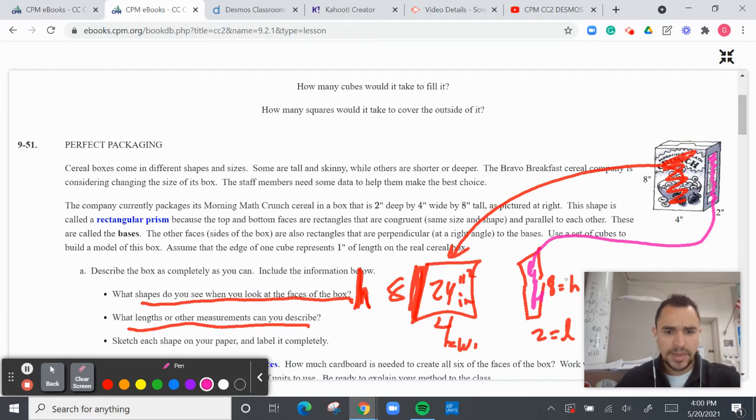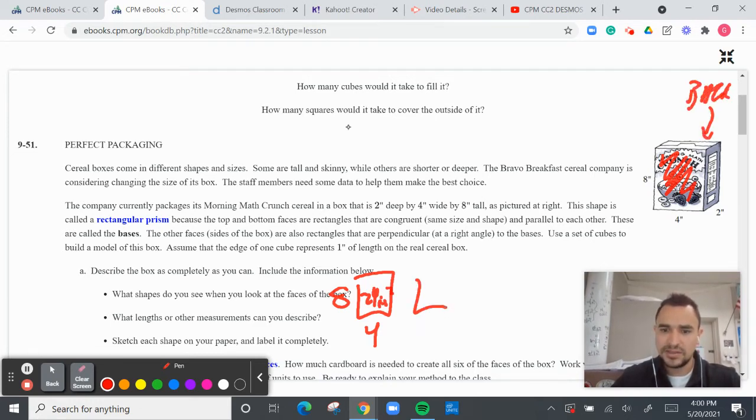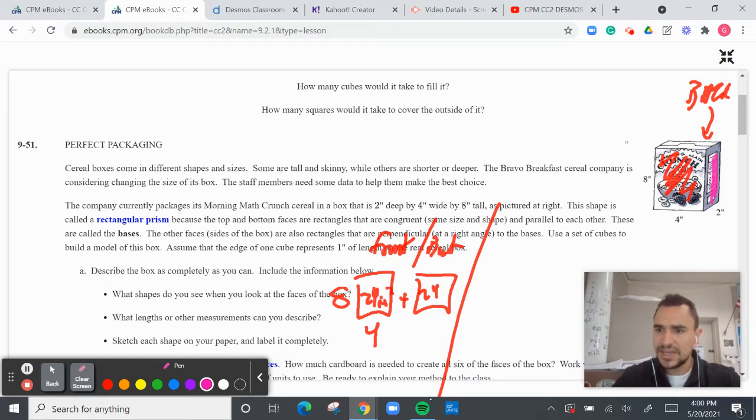Sketch each shape on your paper and label it completely. So if we have to sketch each shape, I'm going to go ahead and do the front and back of that. So that's going to be 8 and 4. So that's 24 inches squared. And there's a second side, the back side. So don't forget the back side. So then there's 24 again. So those two places right there, that is the front and back. Then I'm going to use pink for the side, and then there's another side here.